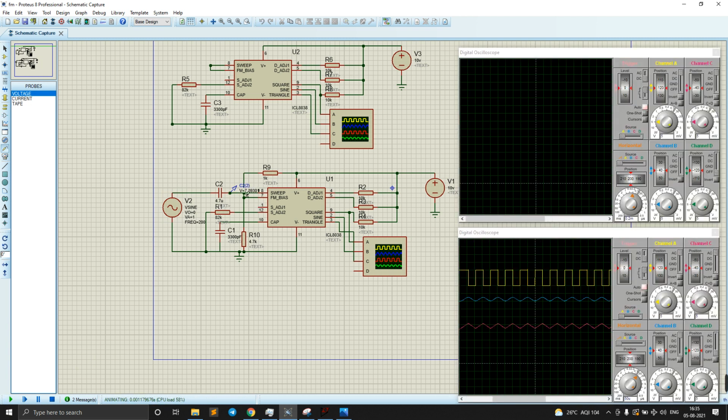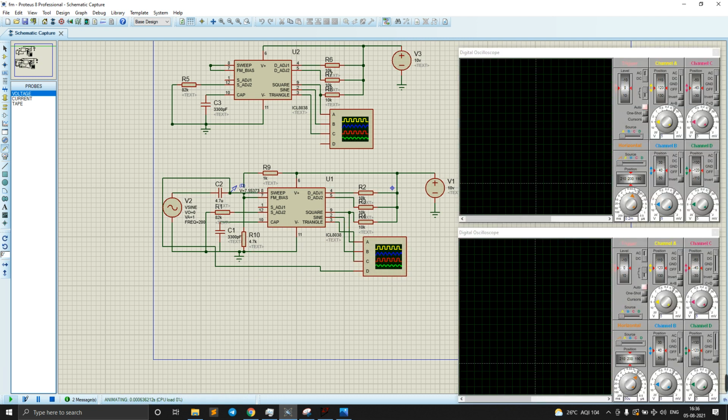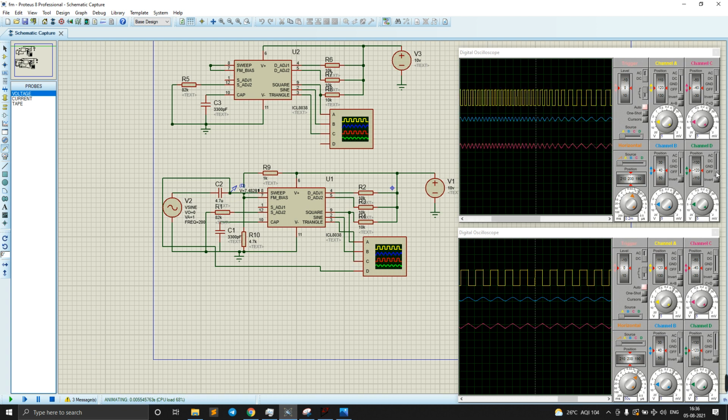We will connect, instead of this one, from here to the oscilloscope, so that we can relate this capacitor with the output waveform. So now let's run this circuit and we will see. This is from this circuit and from this circuit.